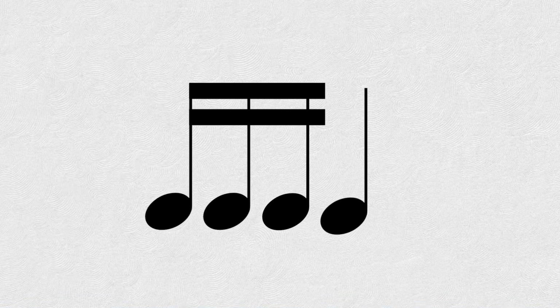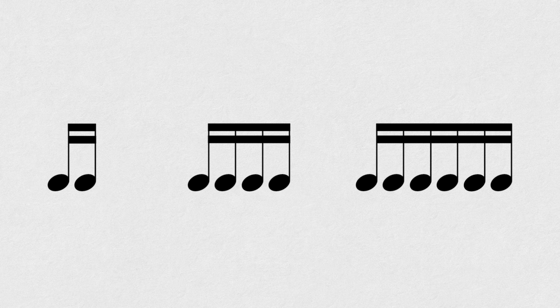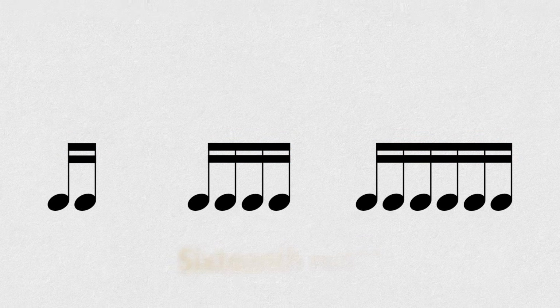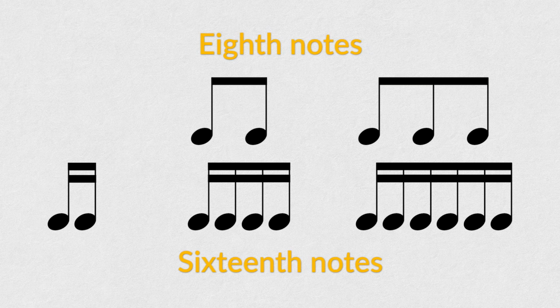Notice that with 16th notes, you have 2 beams connecting the notes across the top. And by the way, 16th notes don't have to come in groups of 4 like this. You can also find them in groups of 2 or even 6. But 16th notes in groups always have these 2 beams connecting them, which is how to tell them apart from 8th notes like these, which only have 1 beam.